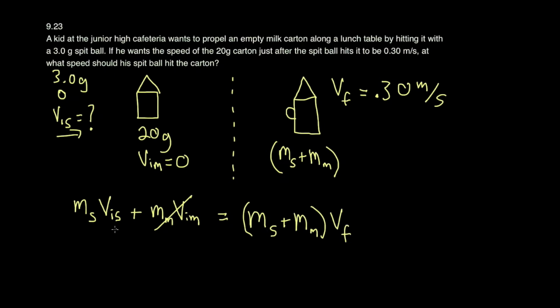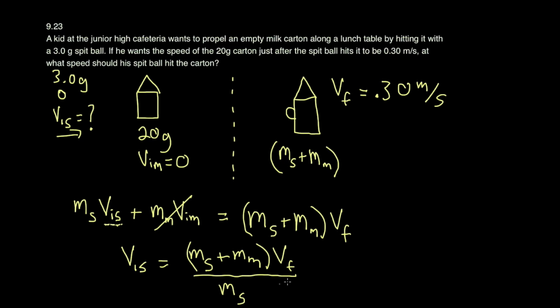Okay, so we're just trying to solve for V sub I sub S, and so we just have to rearrange this equation to solve for that. So I'm just going to divide both sides by M sub S. So V sub I sub S is going to be equal to M sub S plus M sub M, times the final velocity, over the mass of the spitball.